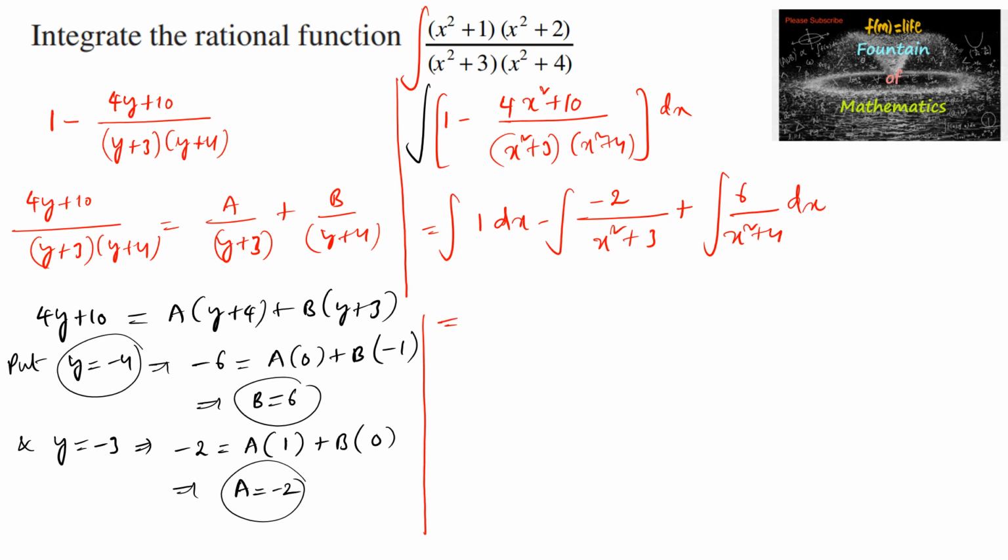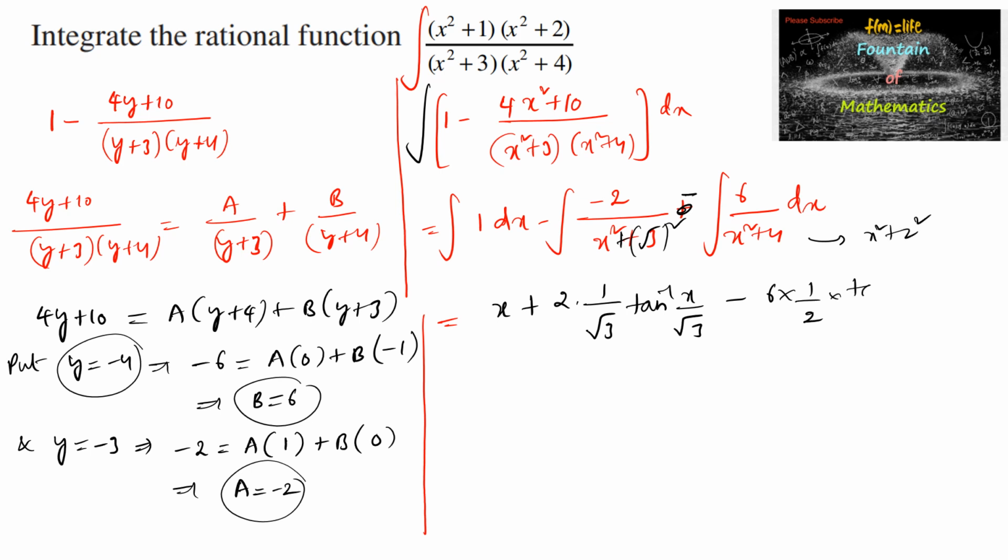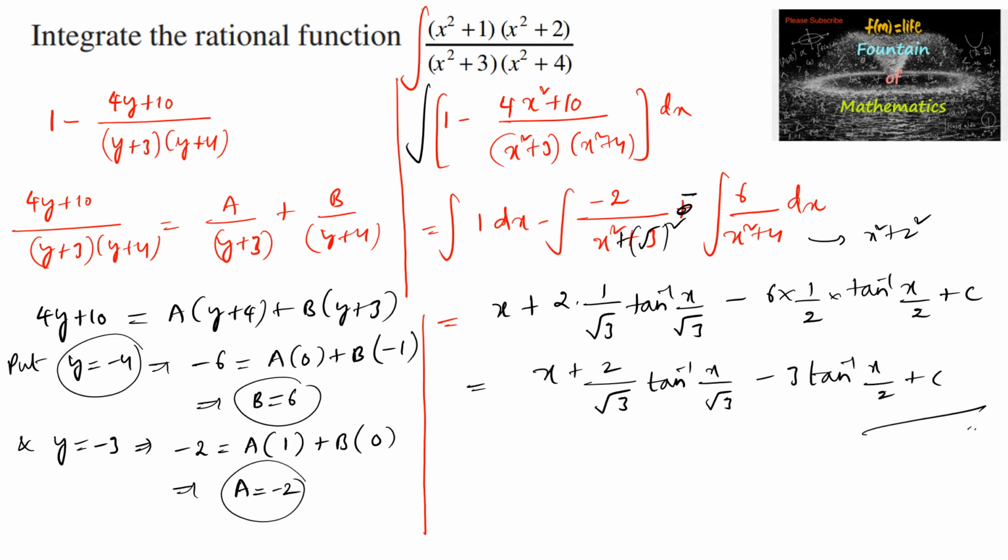Integration of 1 dx is x minus minus of minus, here we can write plus, so this is also minus, so plus 2 times integration of 1 upon x square plus 3 is 1 by root 3 tan inverse of x upon root 3, because x square plus 3 we can write x square plus root 3 whole square, and again minus 6 times 1 by 2, because x square plus 4 we can write x square plus 2 square, into tan inverse of x upon 2 plus c, that is x plus 2 upon root 3 tan inverse of x by root 3 minus 3 times tan inverse of x upon 2 plus c is the answer.